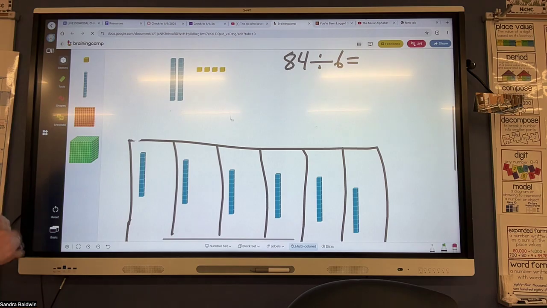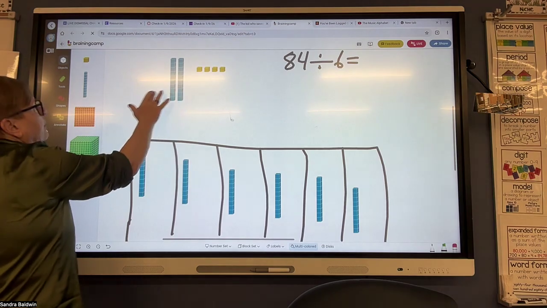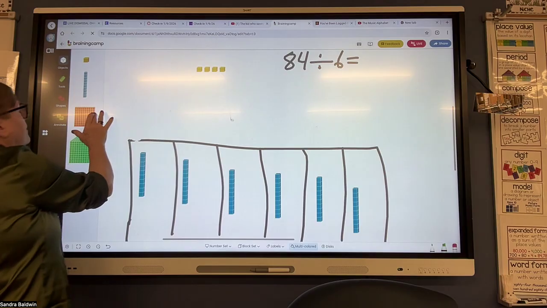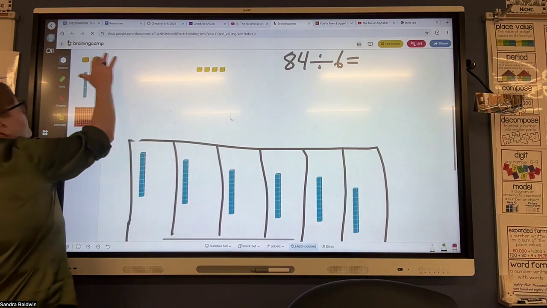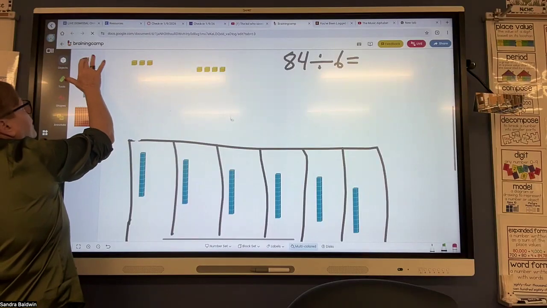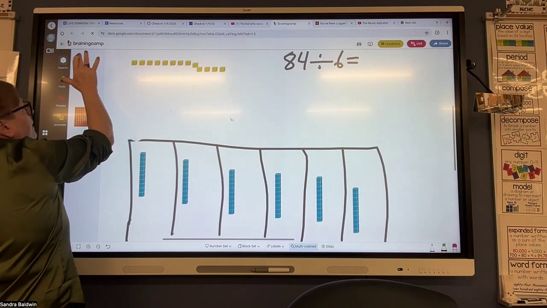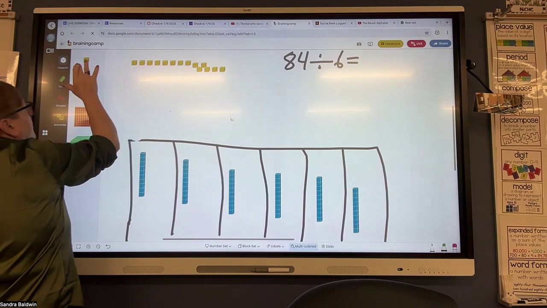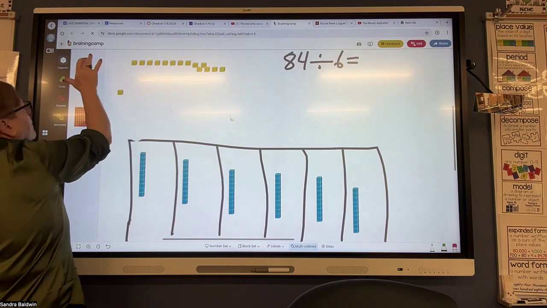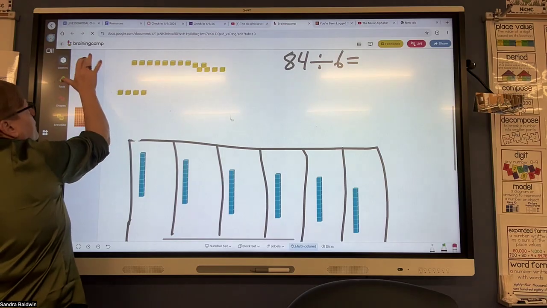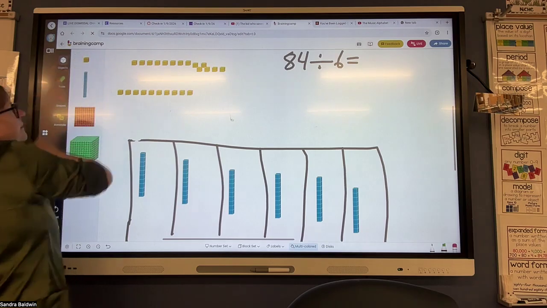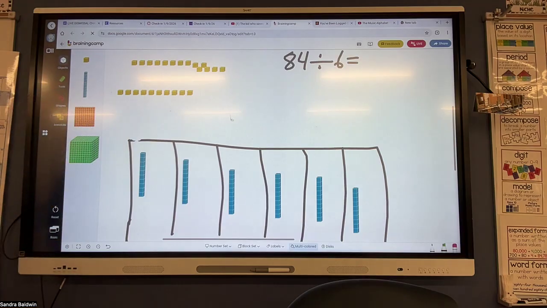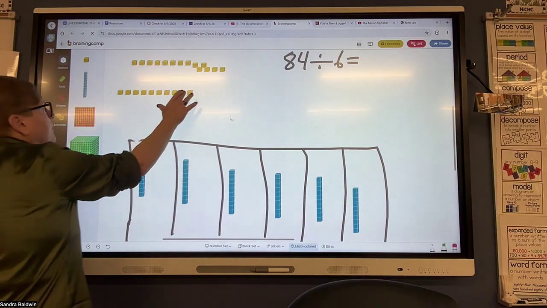So I'm going to exchange my 10 rods, and I'm going to get 20 units in place of it. 1, 2, 3, 4, 5, 6, 7, 8, 9, 10. That was one of the rods. 1, 2, 3, 4, 5, 6, 7, 8, 9, 10. Okay, so I still have 24. Now I'm just going to separate them out.